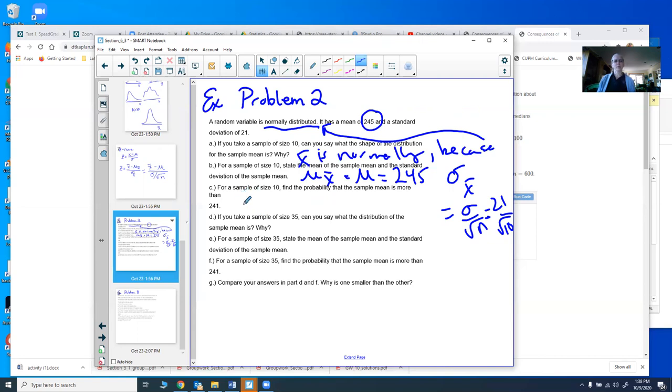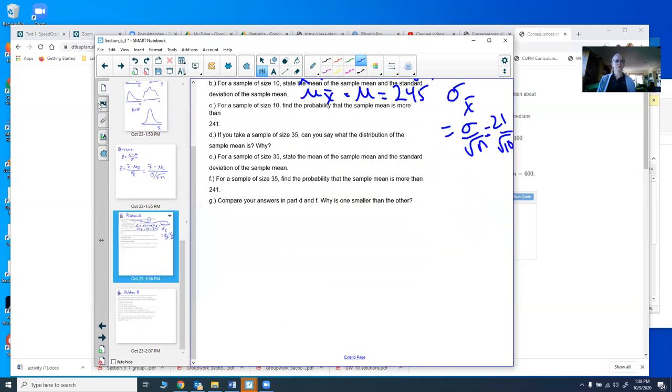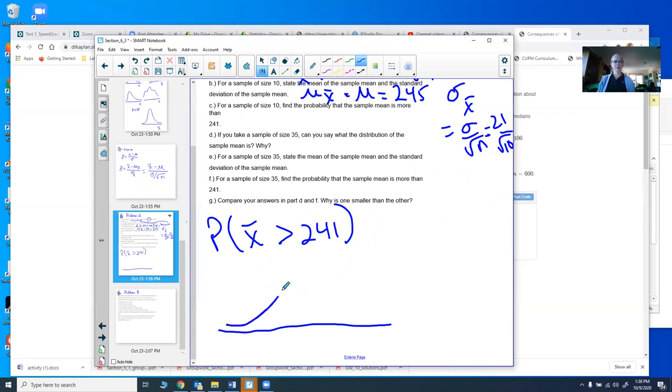So now I want to find the probability the sample mean is more than 241. So we're looking for the probability that the sample mean, whose symbol is X bar, is more than 241. Again, I like to draw pictures. I can draw this normal curve because my original random variable is normal. The center of this we know to be 245, and 241 is right here. So we can just shade everything up here, and that's what we want to find.